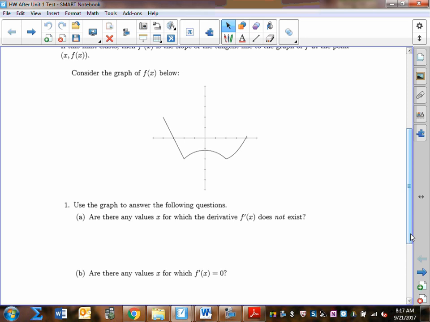So remember, derivative is the slope of the tangent line. So when we're looking at our graph, to graph our derivative, we want to be thinking slope. What's the slope along these points? Okay, so let's just go through this. Are there any values for which the derivative does not exist?